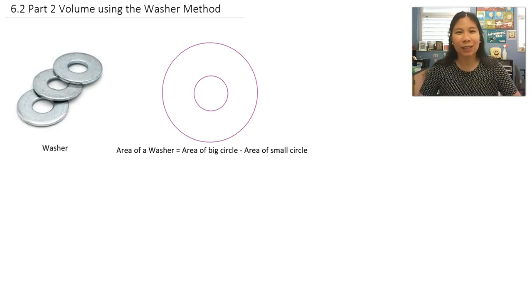So last time, in the last video, we were talking about the disk method. I didn't actually name it that, but it's technically considered the disk method because you're finding areas of circles. So if we think about the circle as a disk, then each slice of our cross-section would be a circle, so a disk. In this section, we are looking at the washer method.